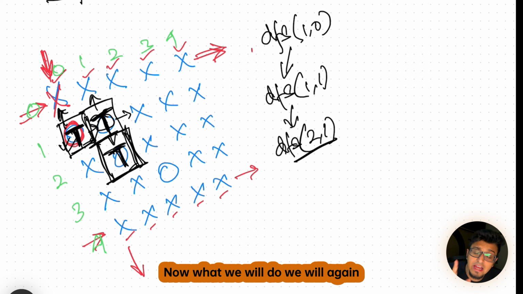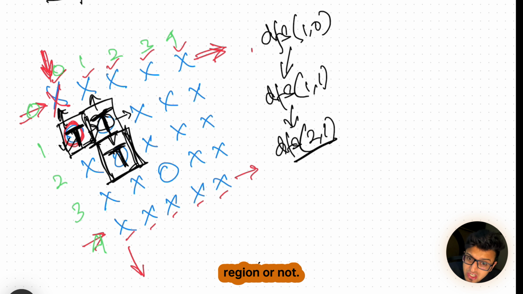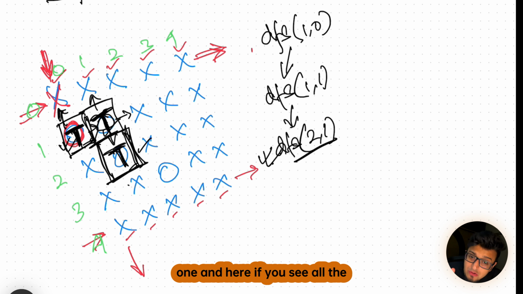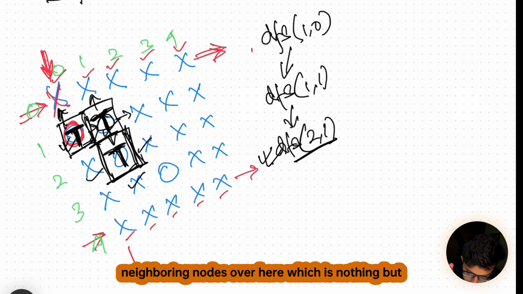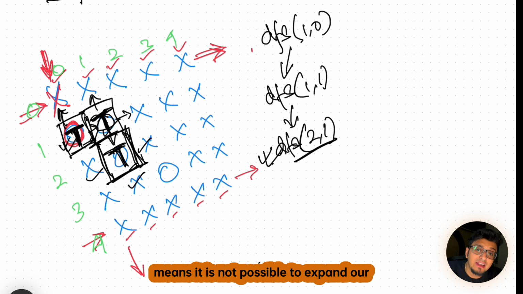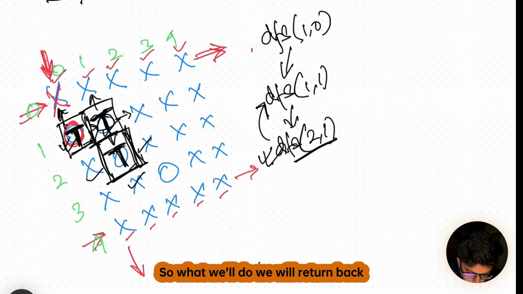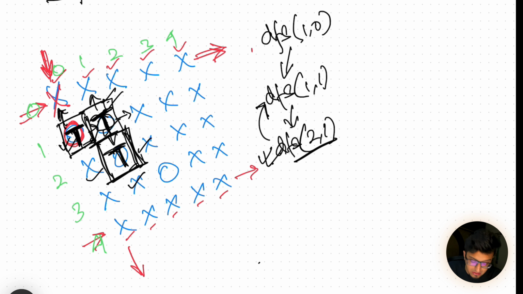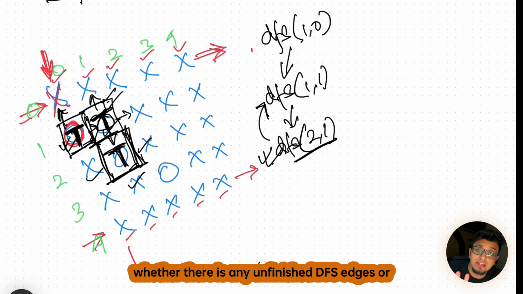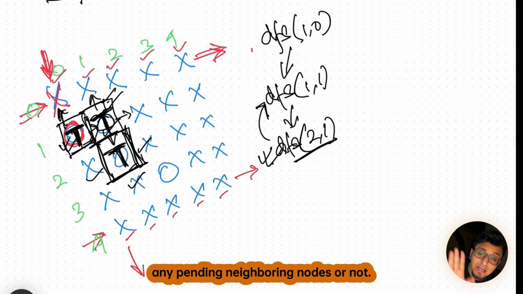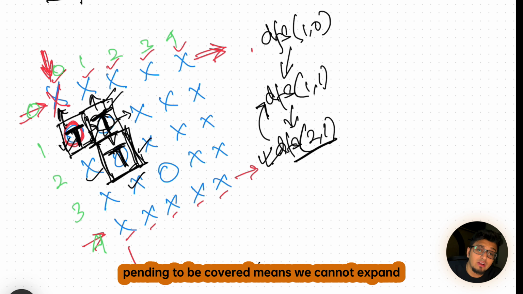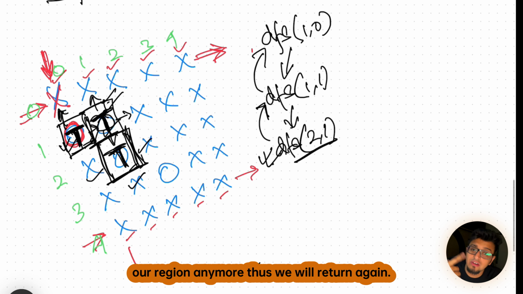Now we will again check whether it is possible to expand our region or not. So we will call the DFS from this node, that is 2, 1. And here, if you see, all the neighboring nodes, which are these 4 nodes, are either x or t. Means it is not possible to expand our region of 0 over here. So we will return back from this DFS call. We are right now at this node, and again from this node we will check whether there are any unfinished DFS edges or any pending neighboring nodes. Here you can see no nodes are pending to be covered, means we cannot expand our region anymore. Thus we will return again.